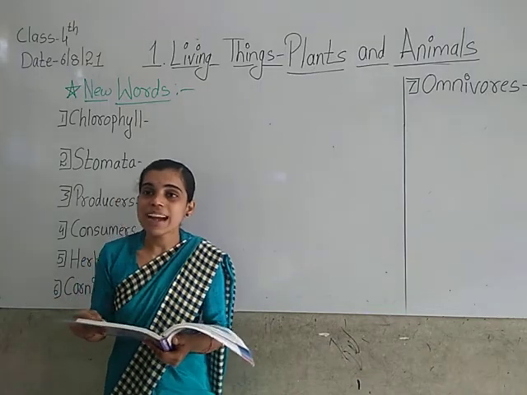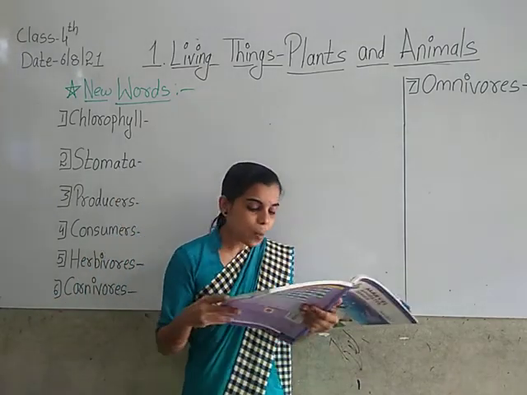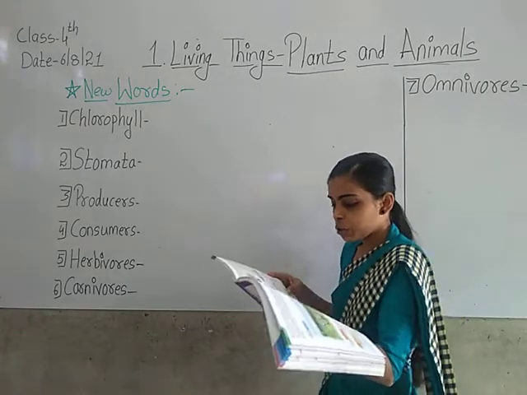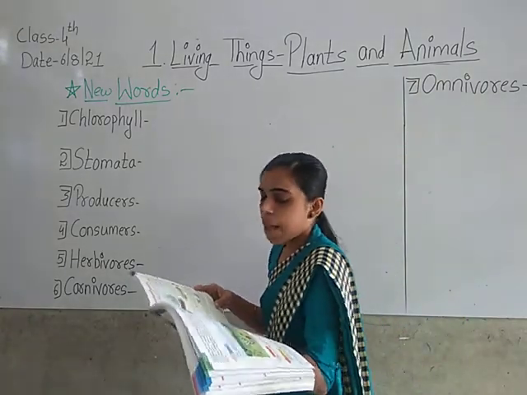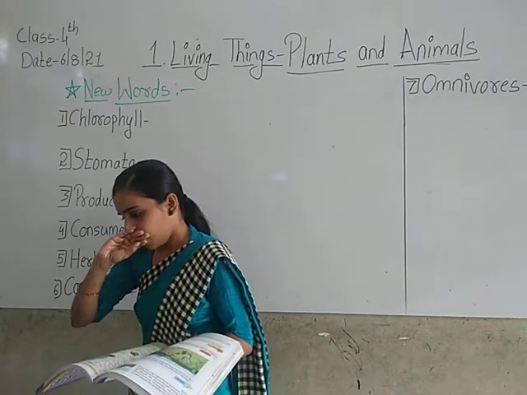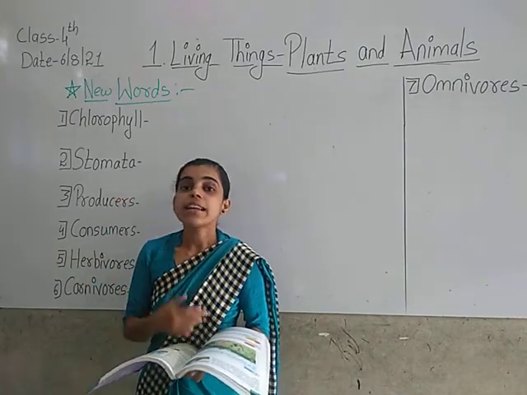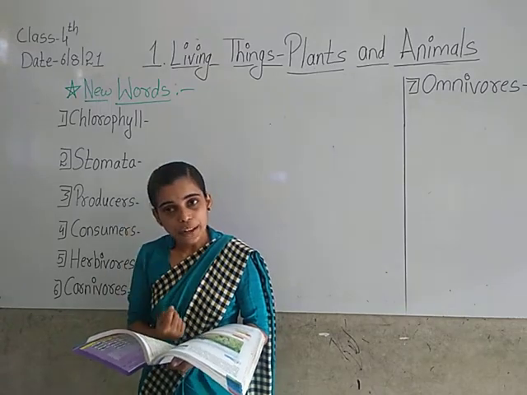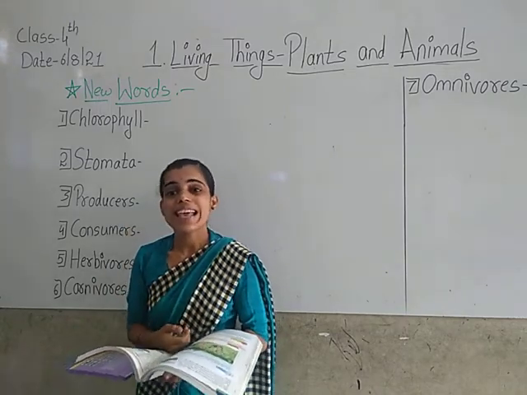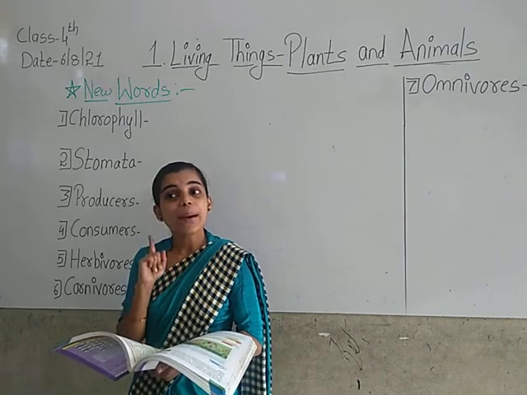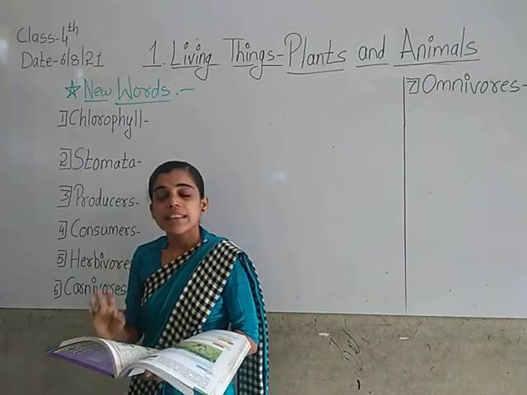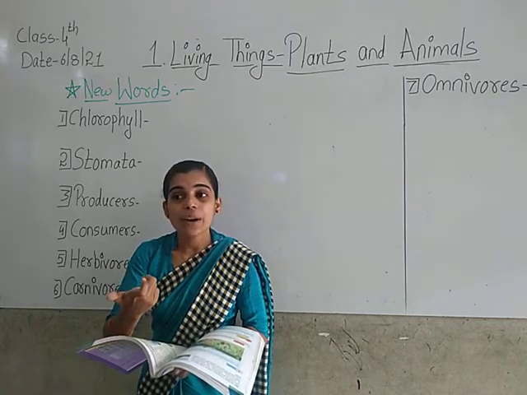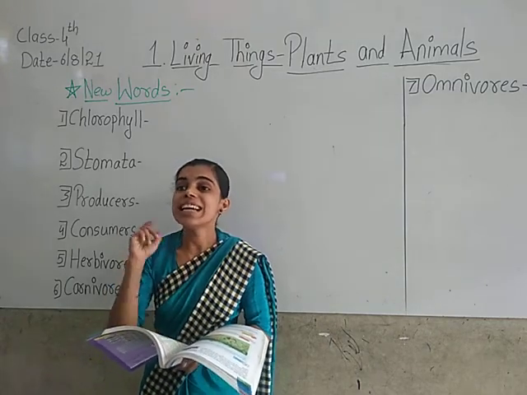Next, here is the plants one. Plants reproduce by seeds. Some plants reproduce through stem, leaves, roots, buds, etc. So, there is reproduction. Reproduction means giving birth to young ones or laying eggs. Here, plants cannot give birth and cannot lay eggs, but there is reproduction with the help of seeds.